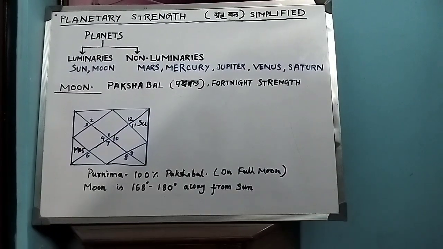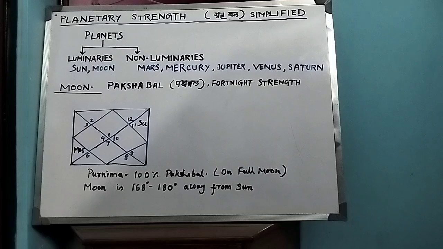For Moon, we should pay attention to the Pakshabal or fortnight strength. As we know, there are two Pakshas or fortnights, Shukla Paksha or the waxing phase of Moon and Krishna Paksha or the waning phase of Moon. From Krishna Pratipad or the day after full moon to Amavasya or no moon belongs to Krishna Paksha or waning phase of moon. And from Shukla Pratipad or the day after no moon to Purnima or full moon belongs to Shukla Paksha or waxing phase.